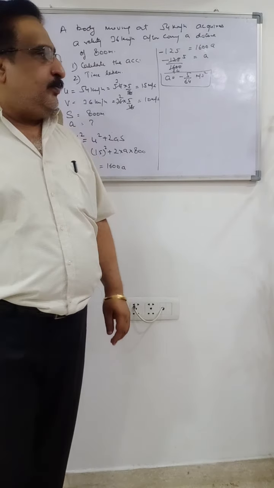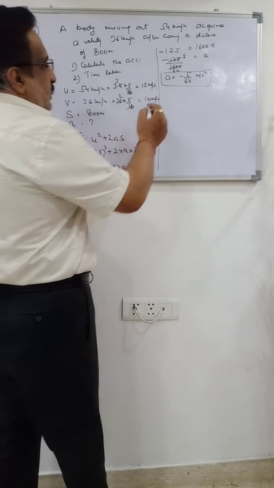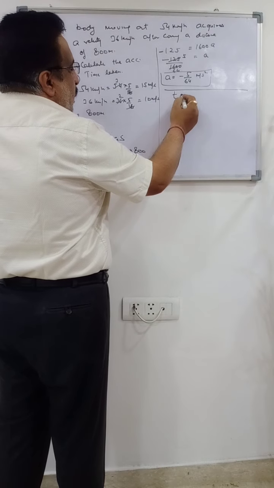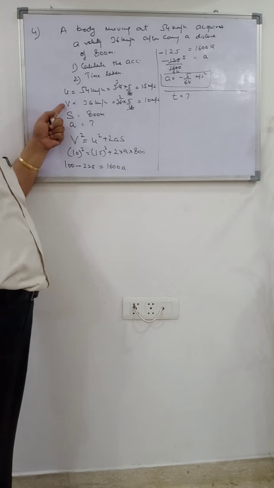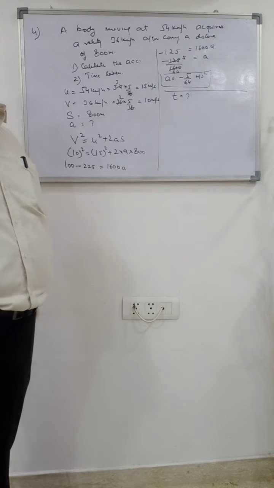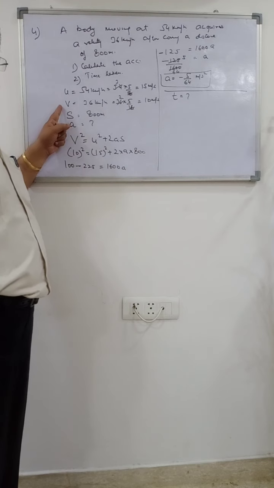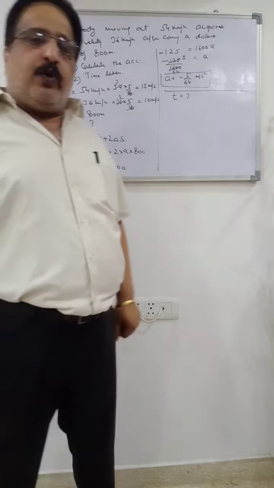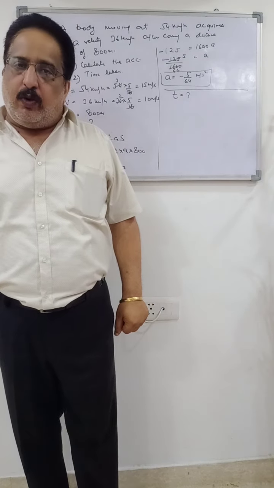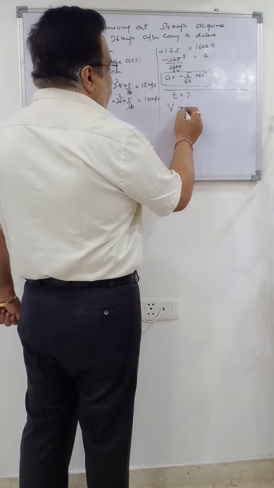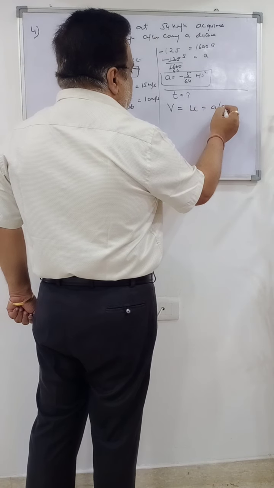Is that clear? Now moving on to the second part of the question, time taken. So you have to calculate time also. Whatever is given to you, you can use any of the other two equations. V is given to you, U is given to you, A you have calculated, you can calculate the time. V आपके पास है, U आपके पास है, A आपके पास है, T निकाल सकते हैं. Which equation will you be using? V is equal to U plus AT, the simpler one. So this will be V is equal to U plus AT.